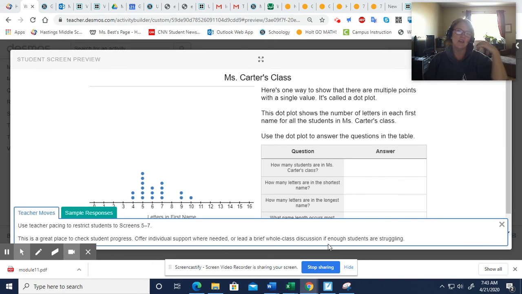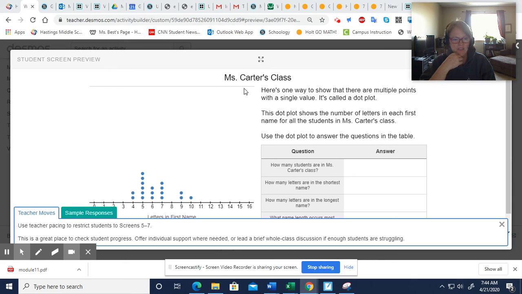Yesterday you got exposed to dot plots. And what's kind of nice about those is it gives you a way to organize data pretty simply. So as we look here, let's recap what you did yesterday in the Desmos activity, which some of you still need to finish. Take a look at this screen, screen number 5.